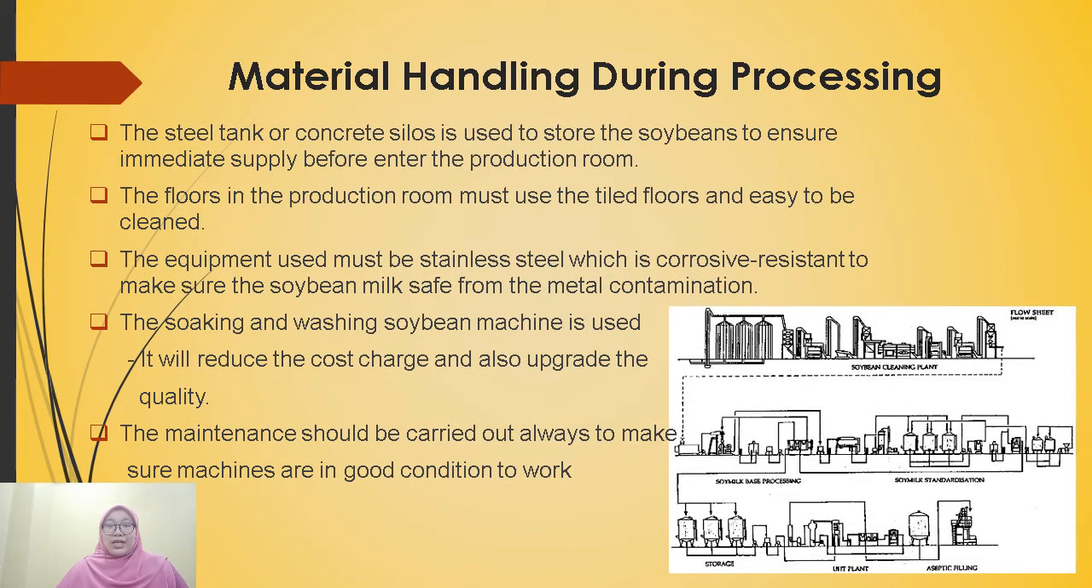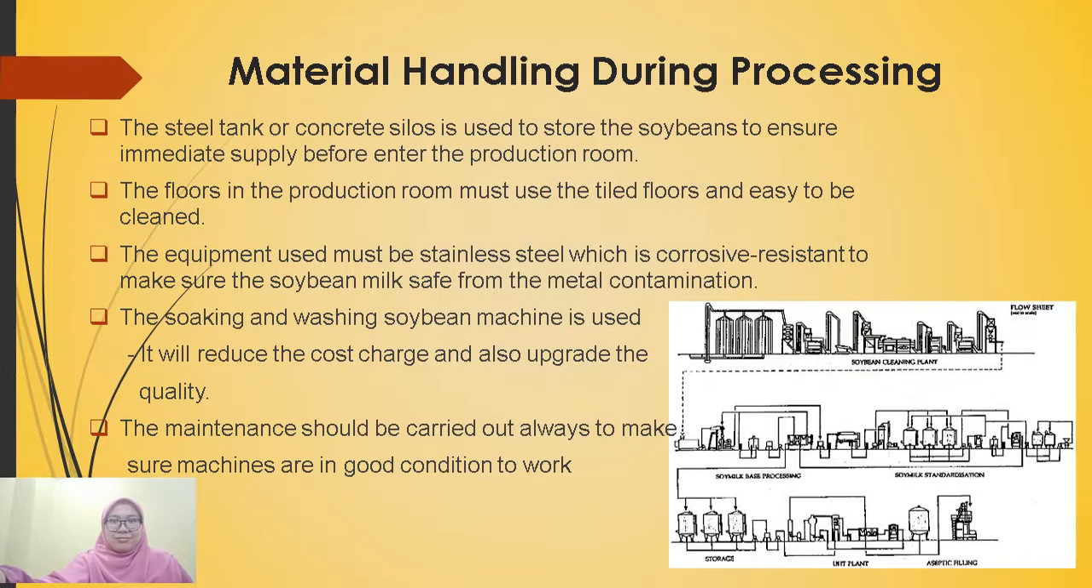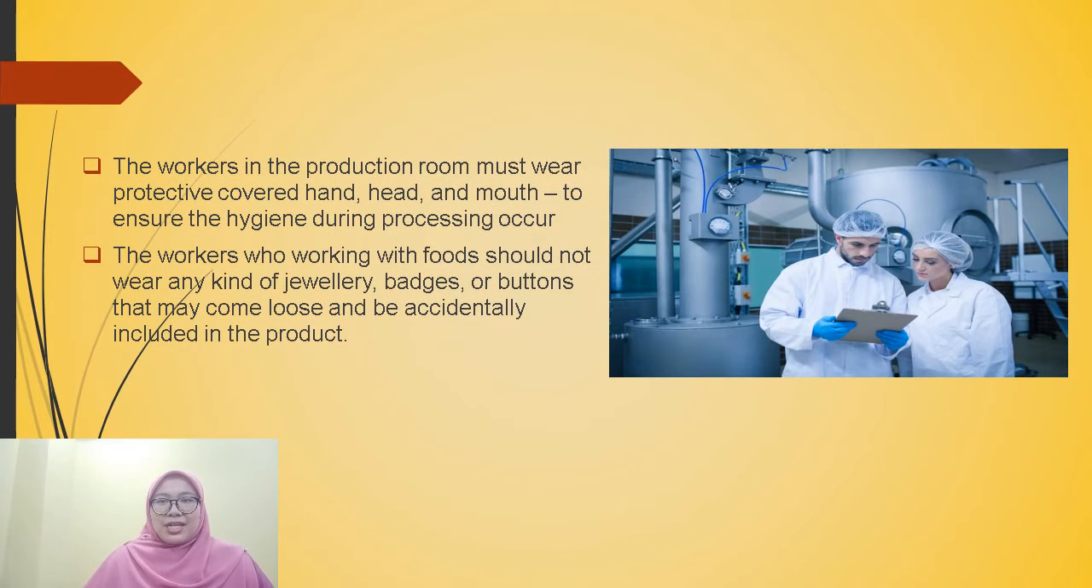During processing, it is important to use steel tanks or concrete silos to store soybeans for immediate supply, and to use stainless steel equipment that is corrosion resistant to avoid metal contamination. In addition, maintenance should be carried out according to schedules. The personnel in the production room must follow the guidelines to ensure personal hygiene while working on the production line of soybean meal.